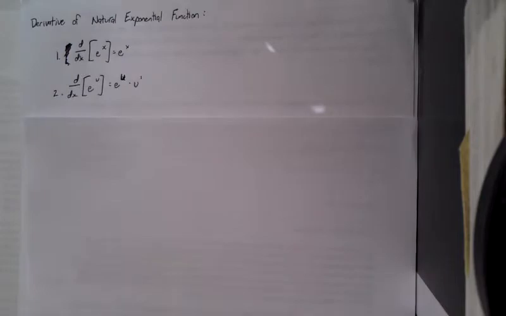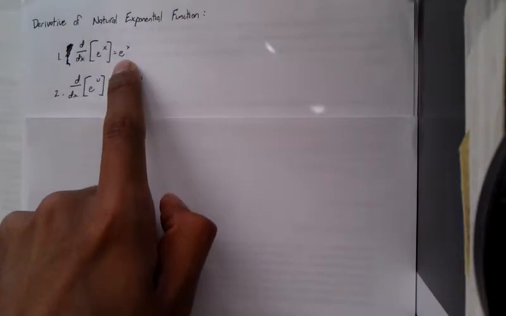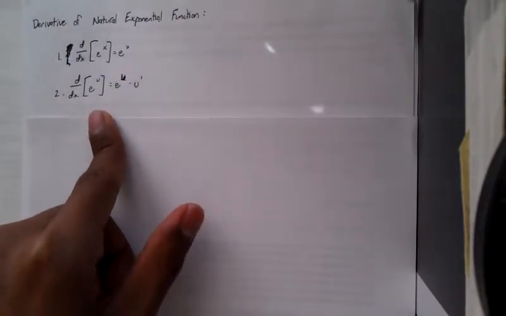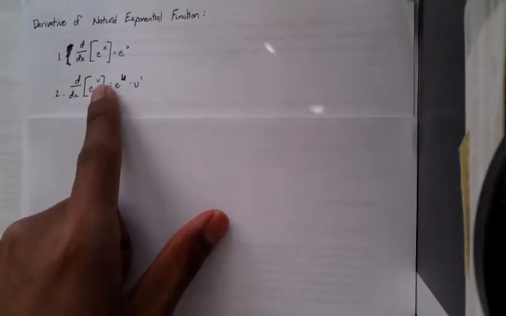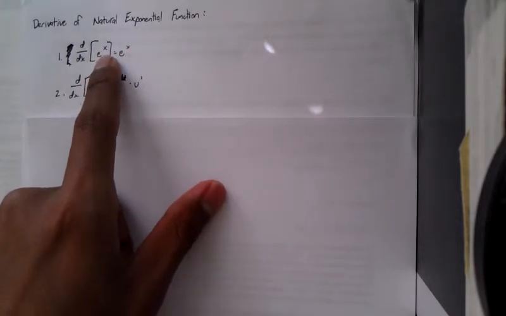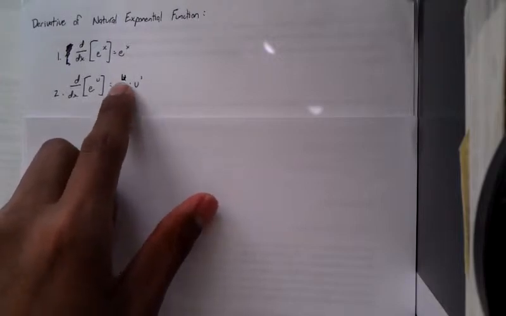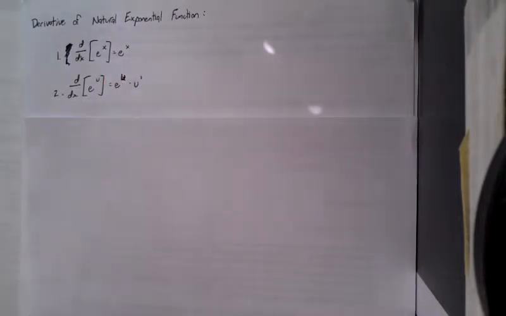Now for the derivative of the natural exponential function, it's pretty simple to remember. There's basically just two rules when you're differentiating. First one is when you take the derivative of e to the x, you just get e to the x. When you take the derivative of e to the u, so that would be e to some value where the derivative would not be 1, then your derivative would be e to the u times u prime, so times the derivative of u.